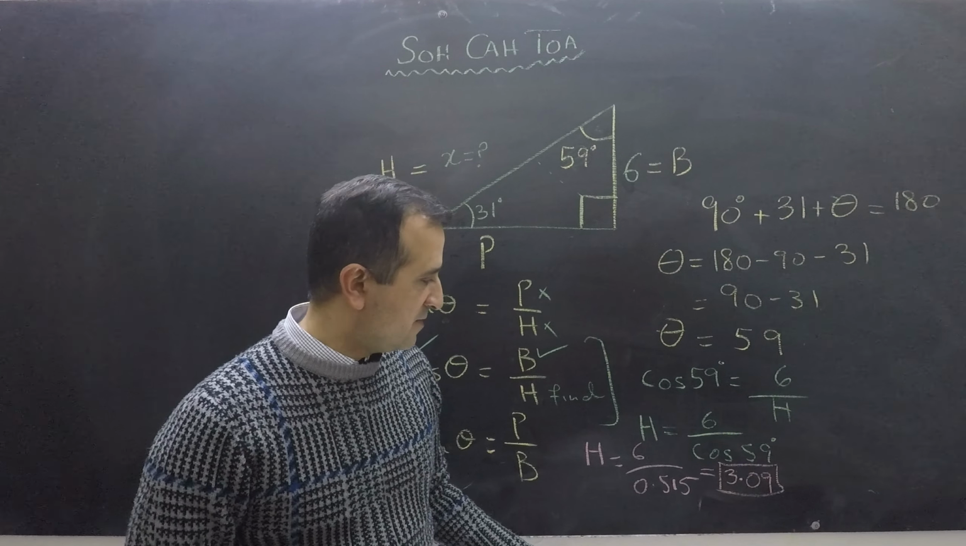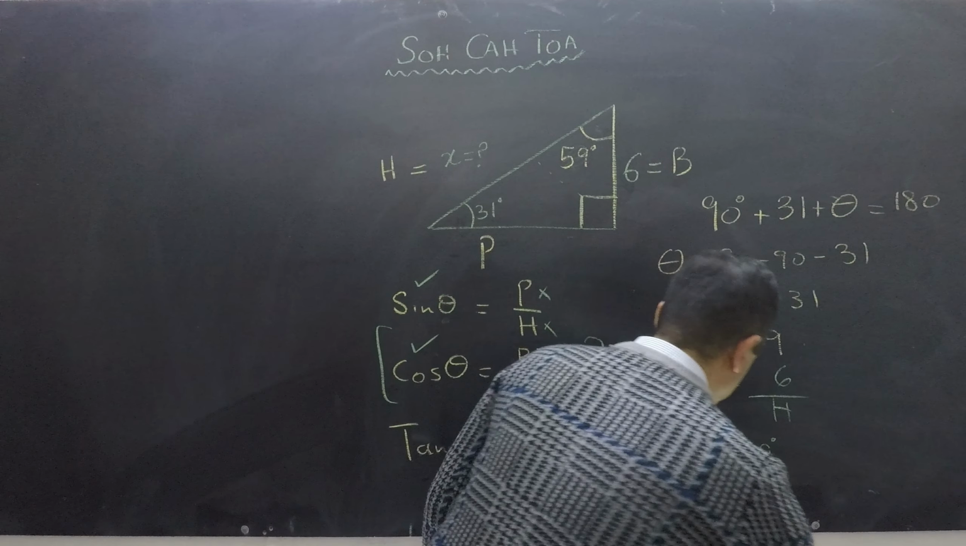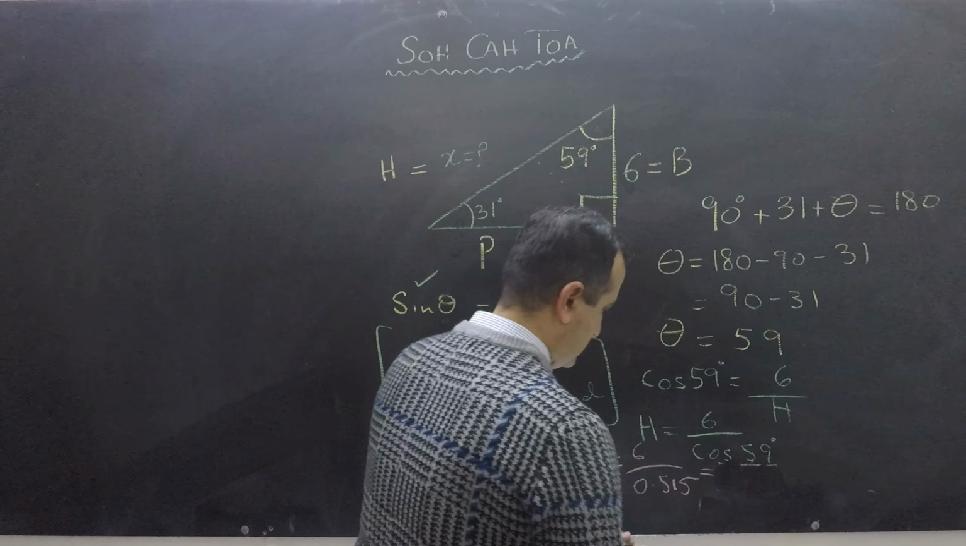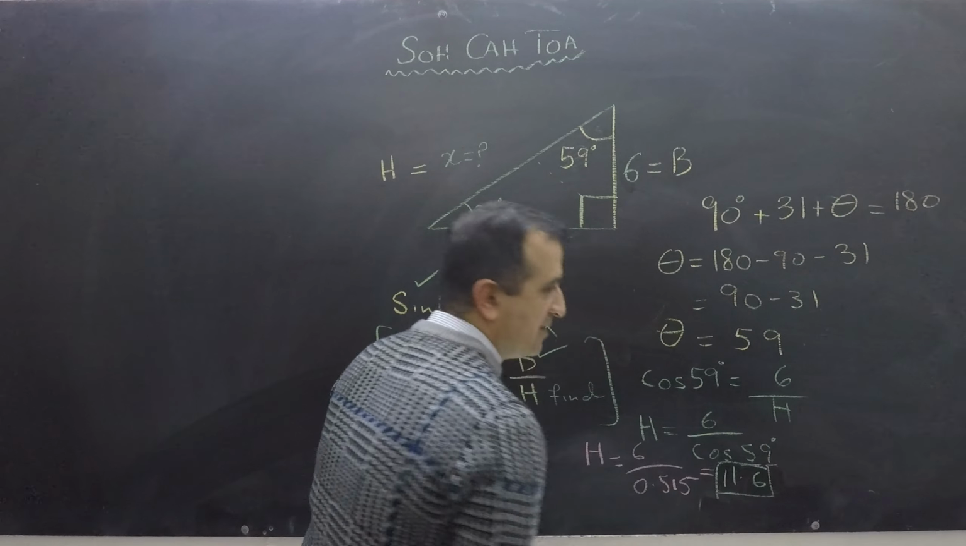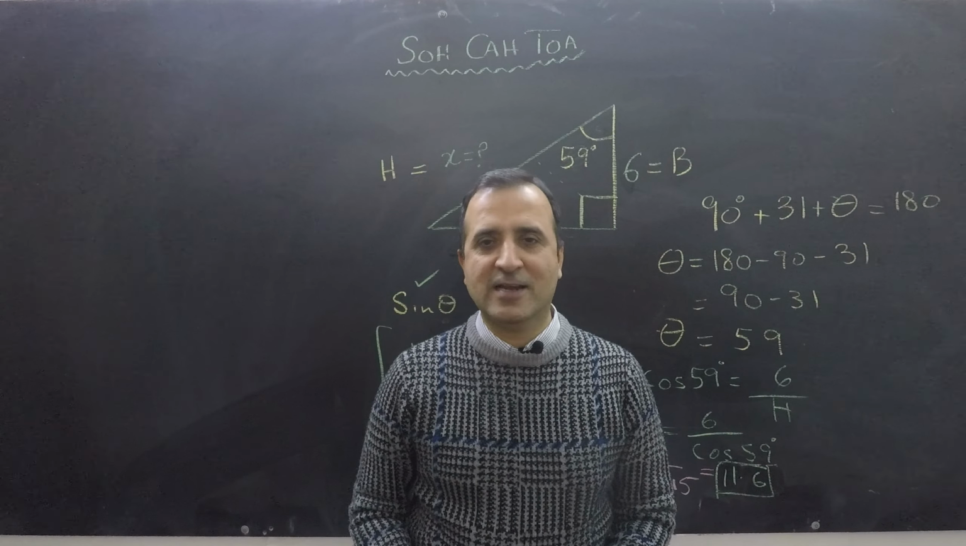I did 6 times 0.515. Oh, so it's wrong. So what's the right answer then? 11.6. The right answer is 11.6. I hope that this time it will be right. Yes. Otherwise, please write in the comments so that I can fix my calculator guy properly.